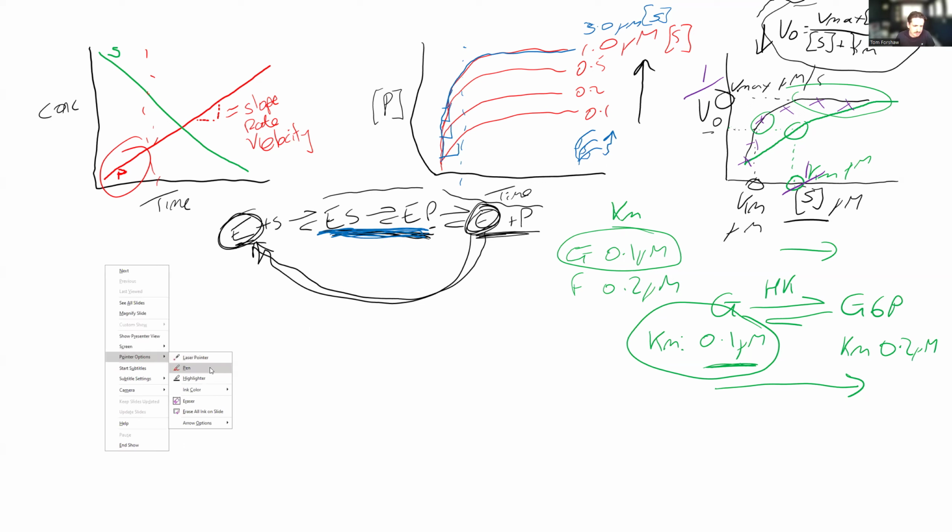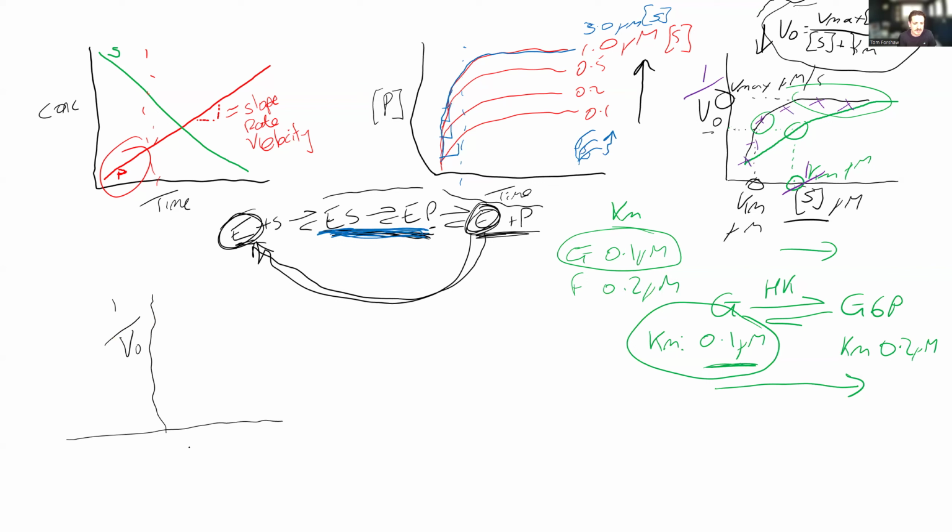Let's try and get that a little bit straighter. It'll give you a straight line instead. And so this was the V0, and it's now 1 over V0. And this was the substrate concentration, but it's now 1 over substrate concentration.